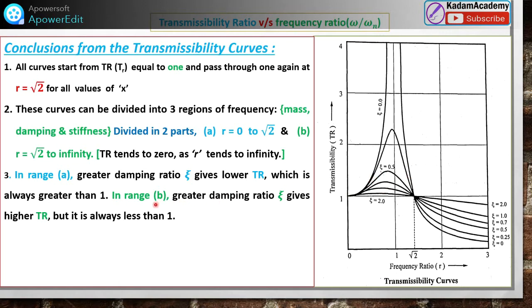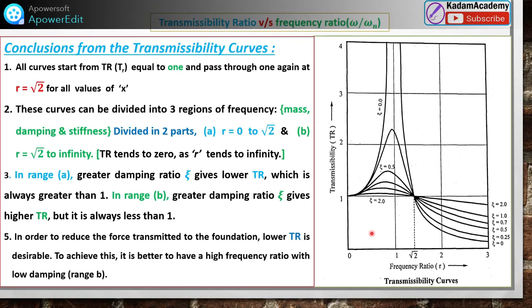After this, what will happen? In range B, with a greater damping ratio, TR, the transmissibility ratio, is less than 1. The actual conclusion we will see in the next slide. In order to reduce the force transmitted to the foundation, a lower TR is desirable. Lower TR means this second part is desirable, to have a high frequency ratio with low damping, range B. These two ranges were studied before this dotted line and after this line.